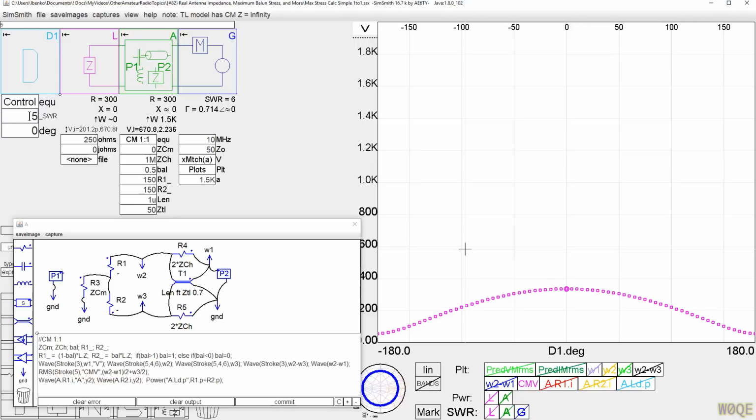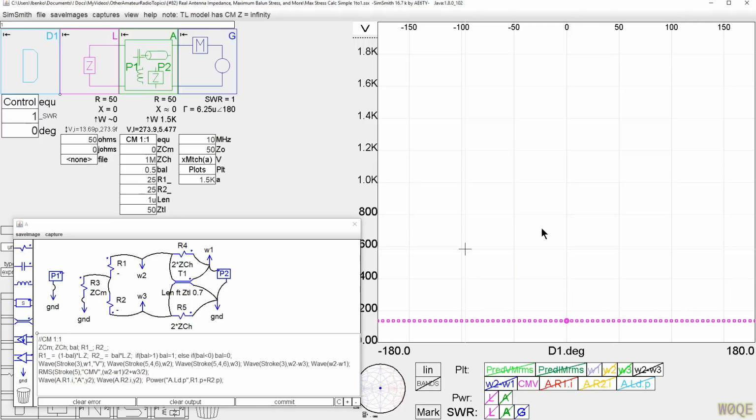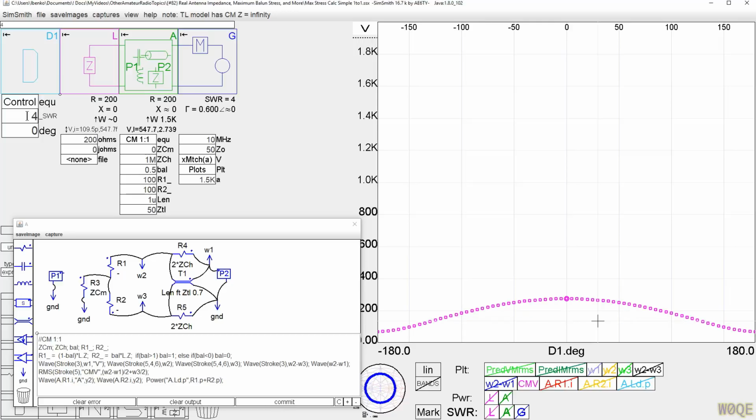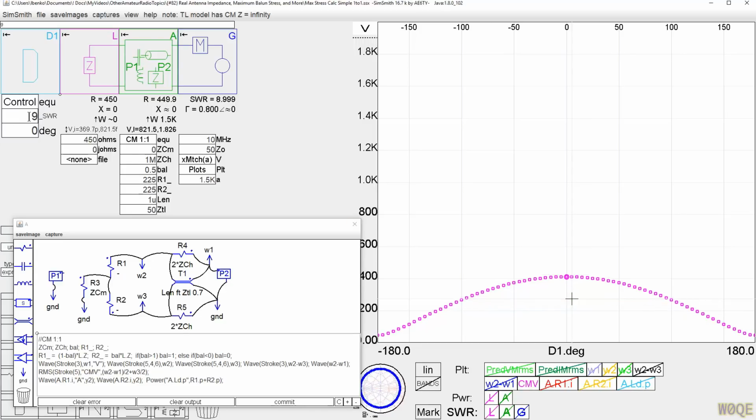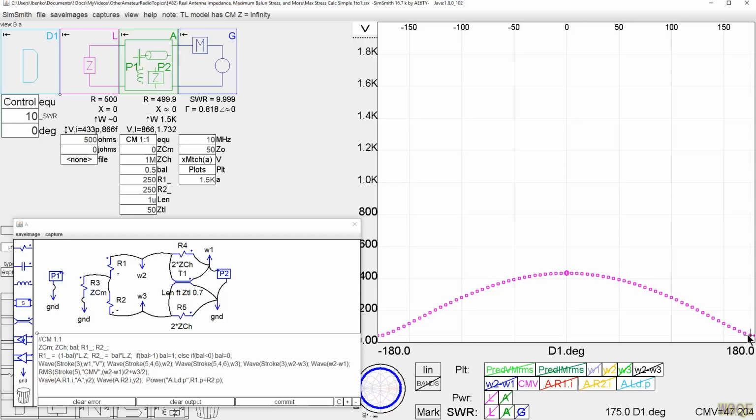So let's go back here to 1-to-1 SWR, and we see that this is 137 volts. Go to 4-to-1, it's 273 volts, etc. Let's go to 10-to-1 for a minute. At 10-to-1 SWR, we see a maximum voltage of 432 volts, and a minimum voltage here of about 43 volts. Things work the way they're supposed to work.